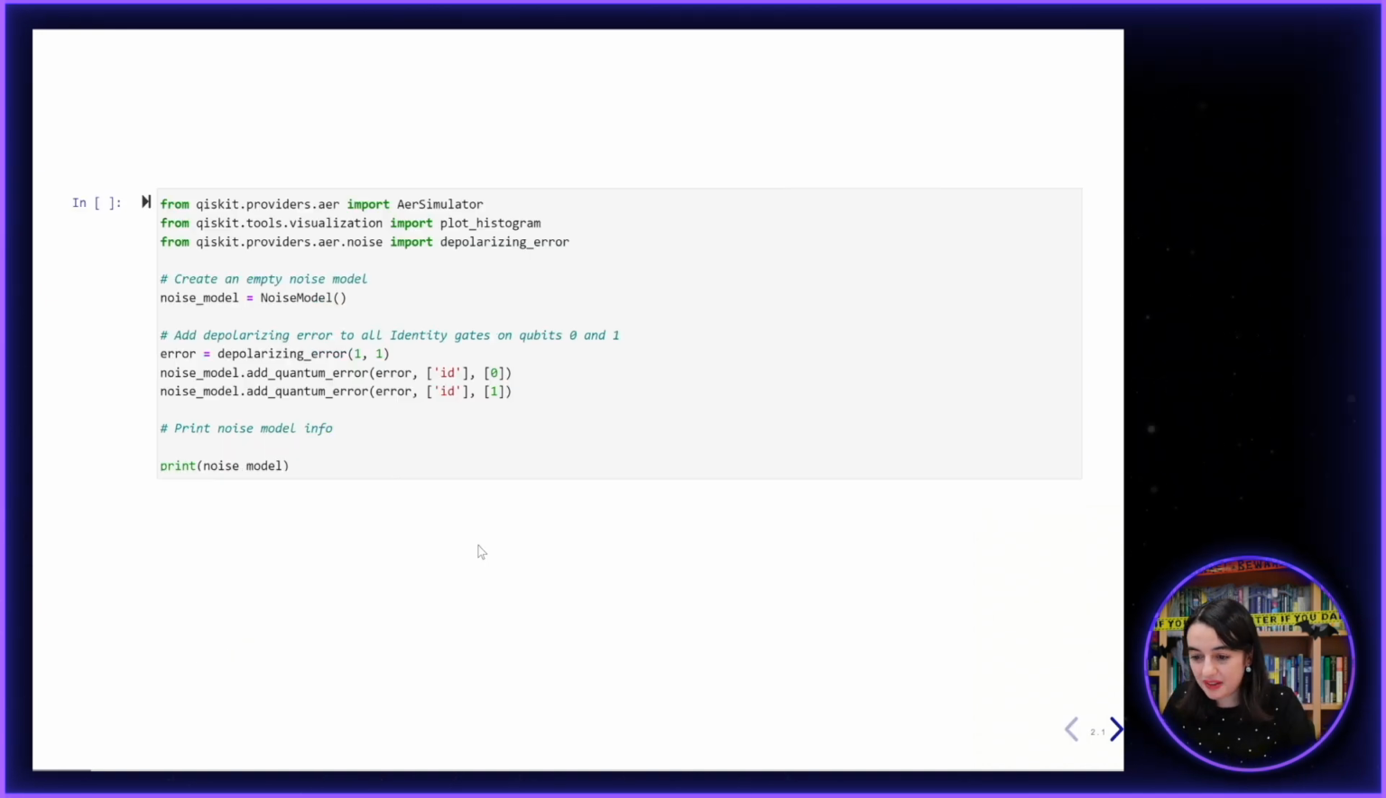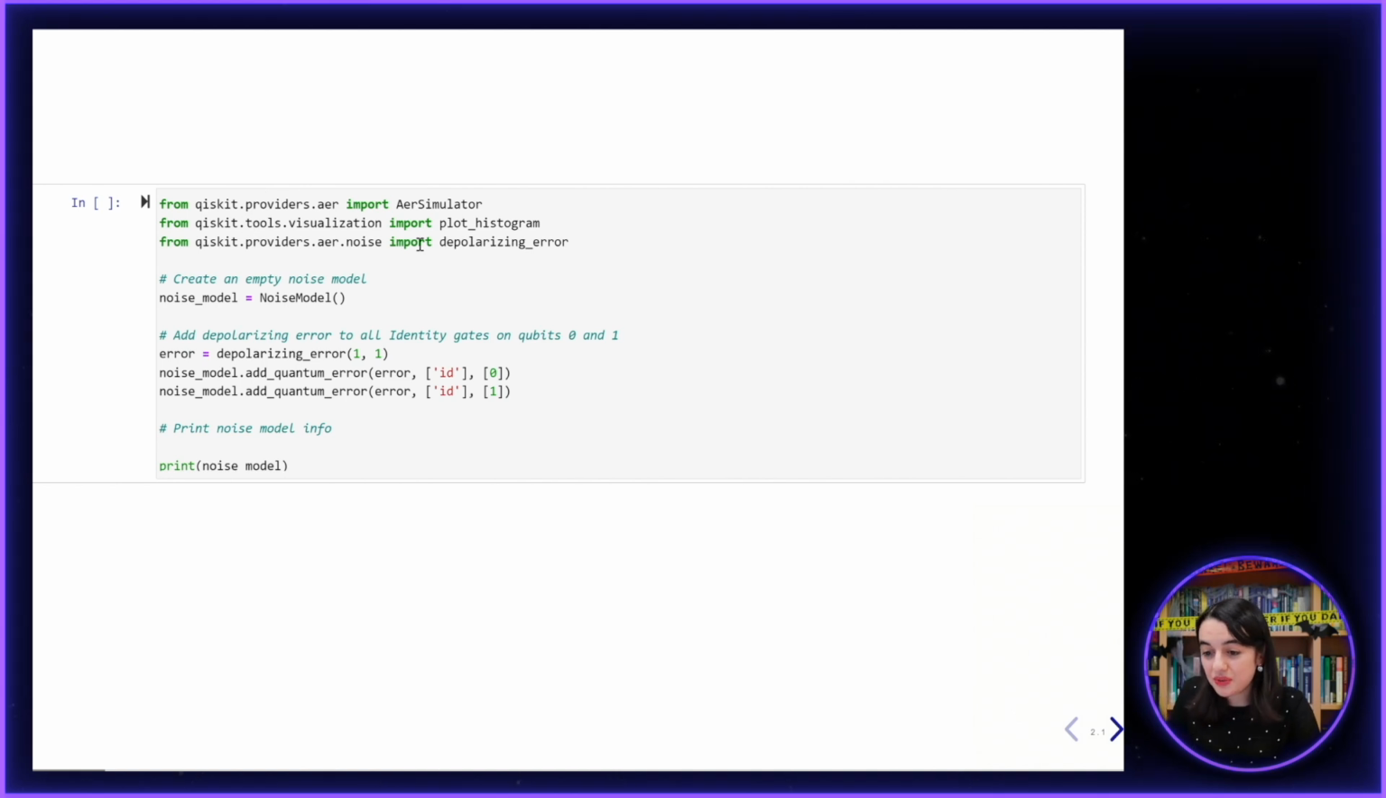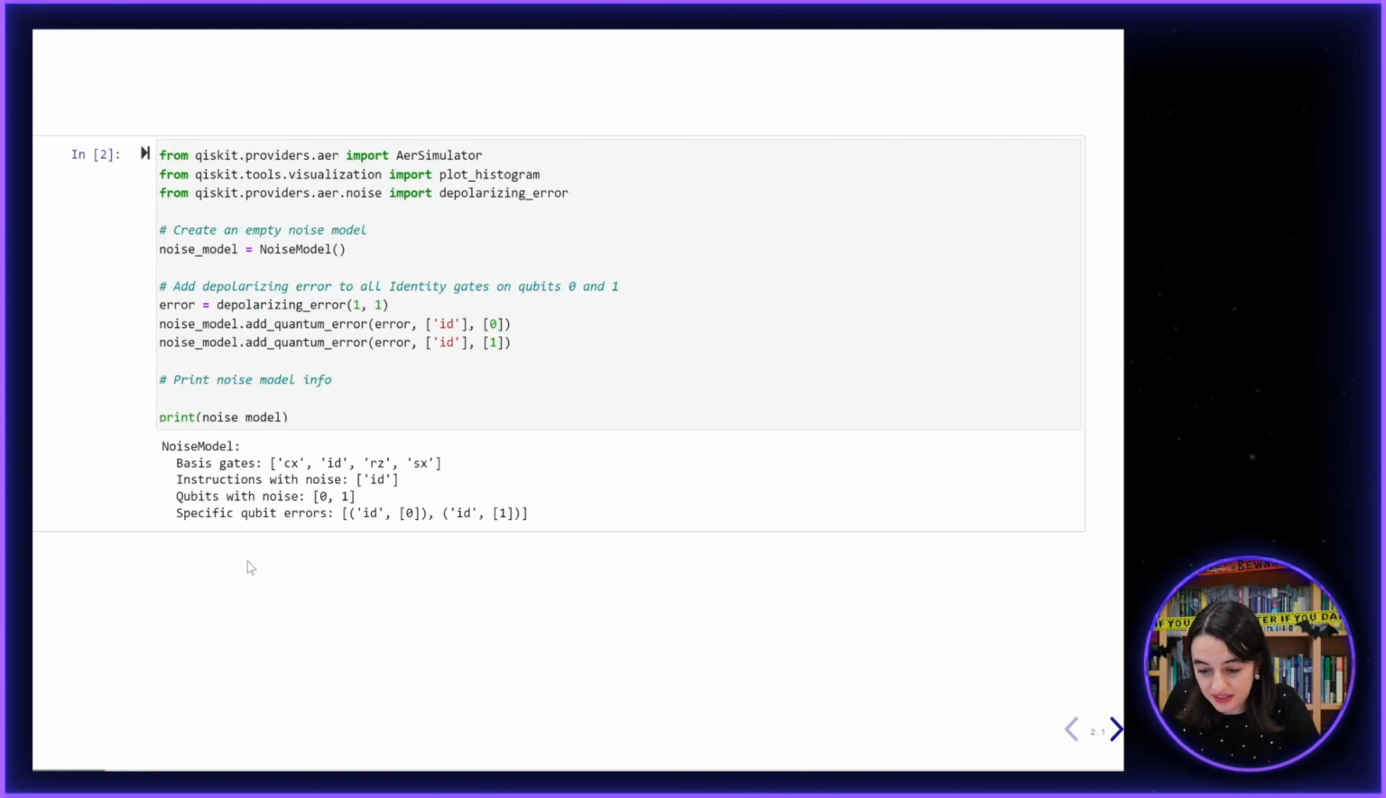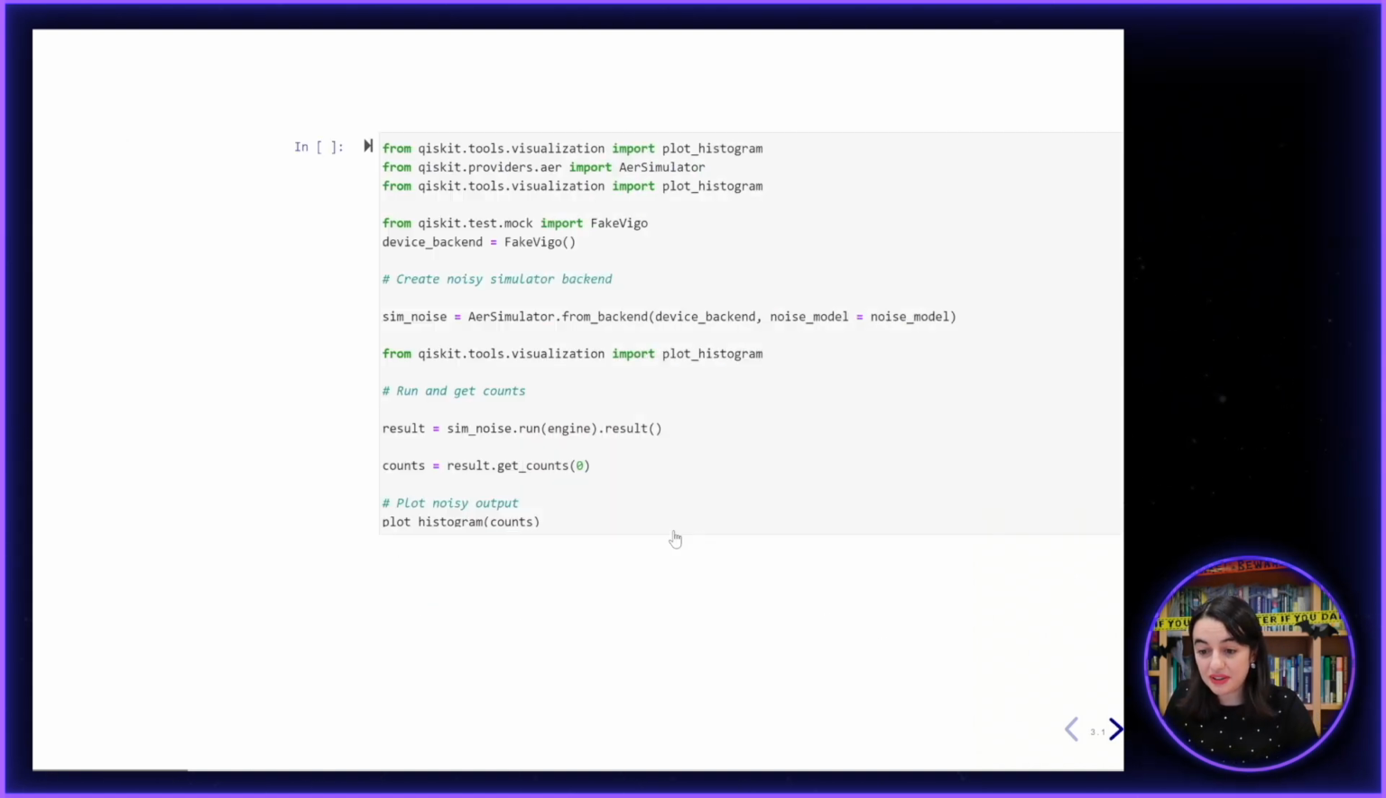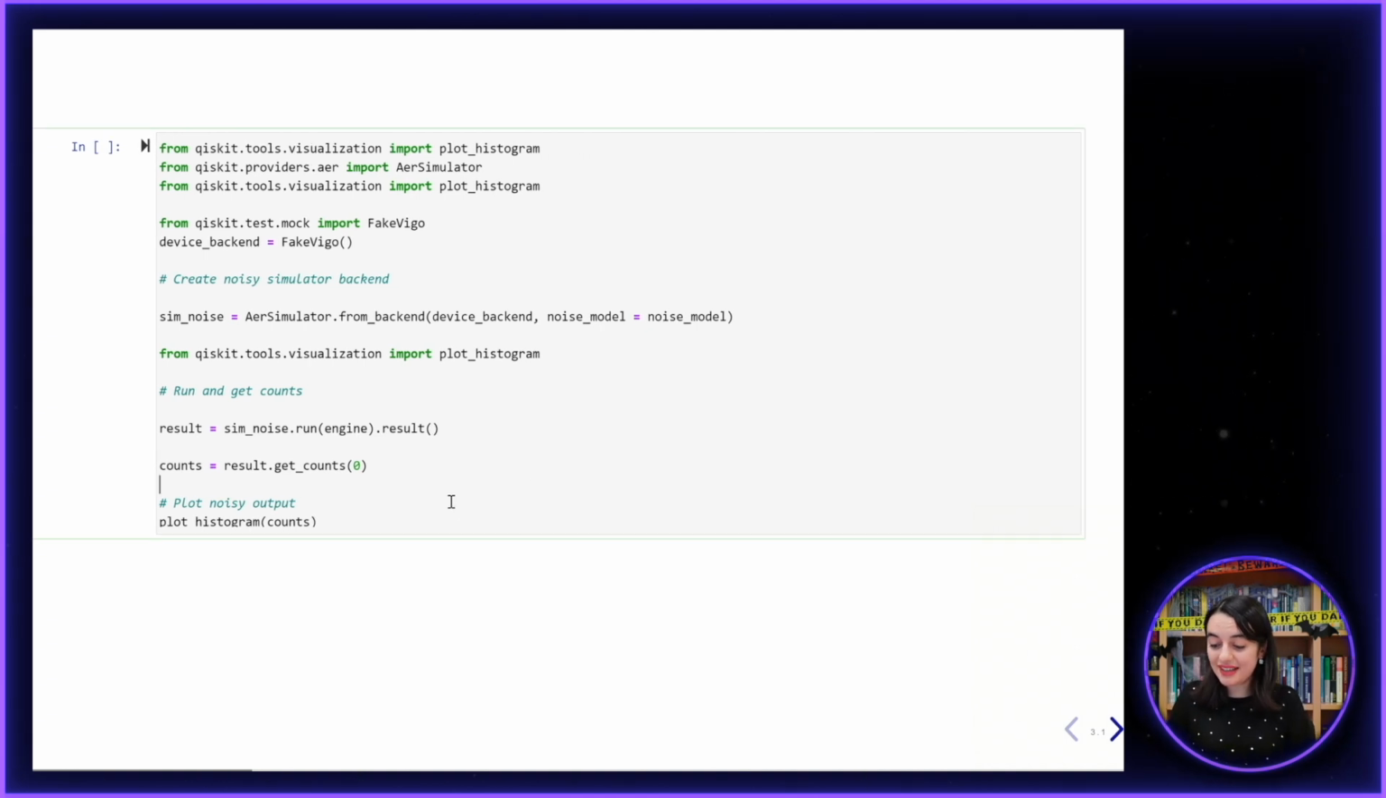In order to run this circuit, I first need to create the noise model, which is going to add the noise to the identity gates. Here I'm using a noise model with the depolarizing error, which takes you from a state to a maximally mixed state, which is what we want. And you can see when I print out the noise model that the noise will be added to the identity gate. So now I can run the circuit and see what happens to the weights.